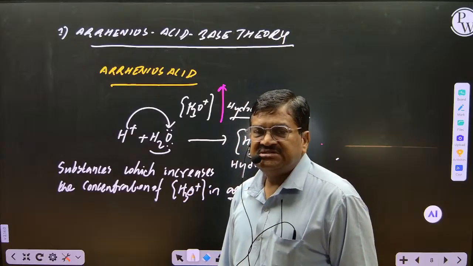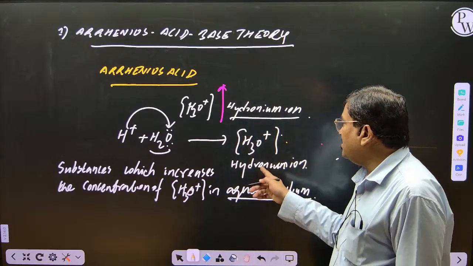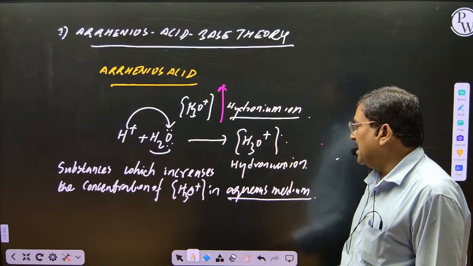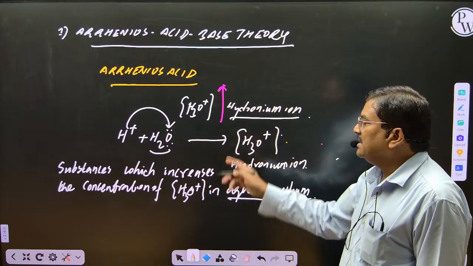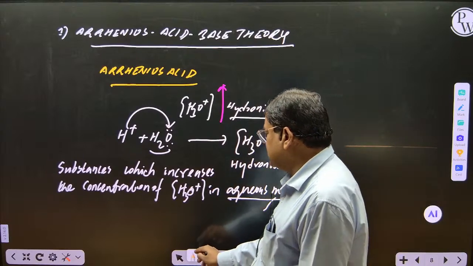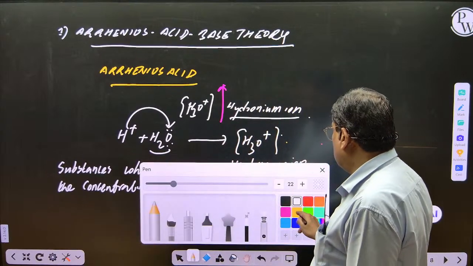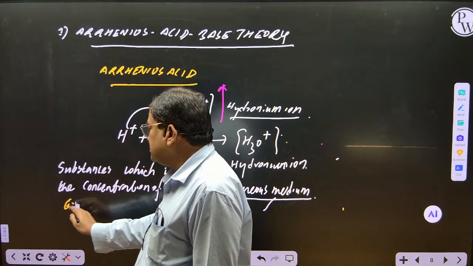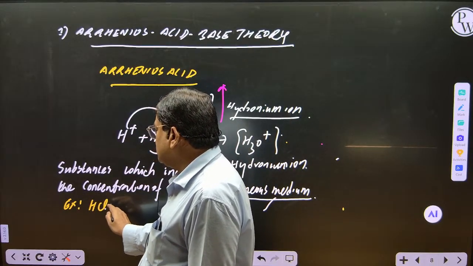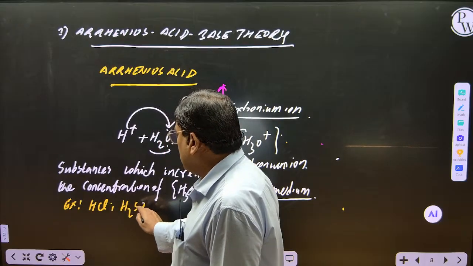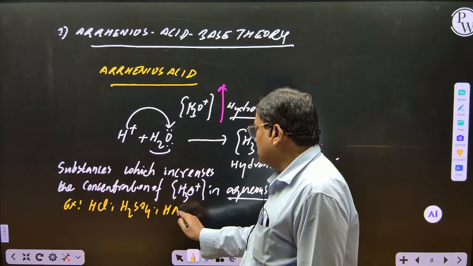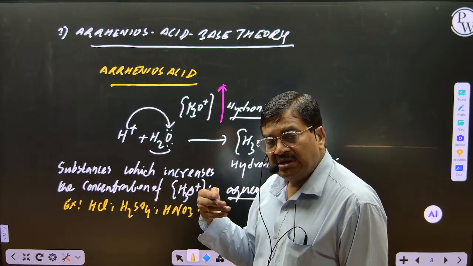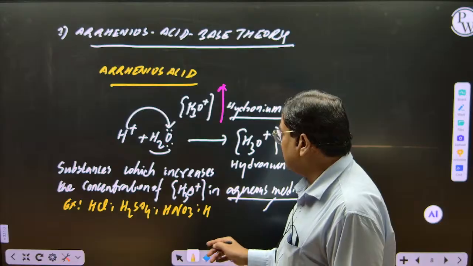So substances that increase the concentration of hydronium ion, H3O+, in aqueous medium are called Arrhenius acids. Then can you give examples of Arrhenius acid? The examples, I am writing: HCl, H2SO4, HNO3, HClO4. The compounds that have H you can consider as Arrhenius acid.